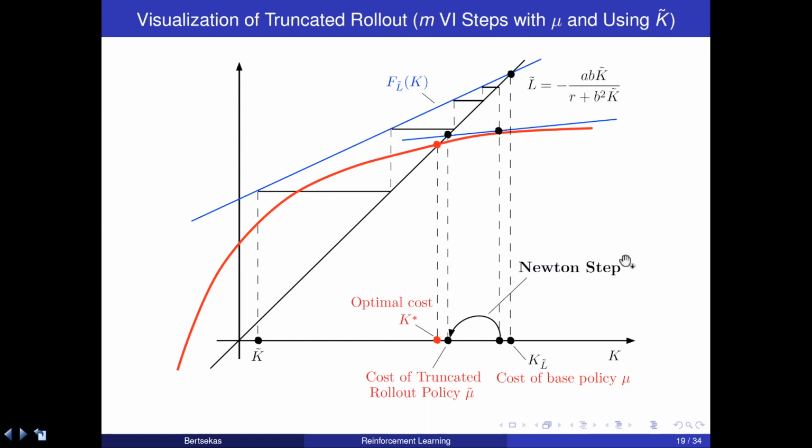Professor, I have a question. Yes. In the value iteration, you mentioned that at some point we cross the optimal point and we go ahead and use some extra computation that does not help us. But what makes the Newton step come back to the optimal cost?